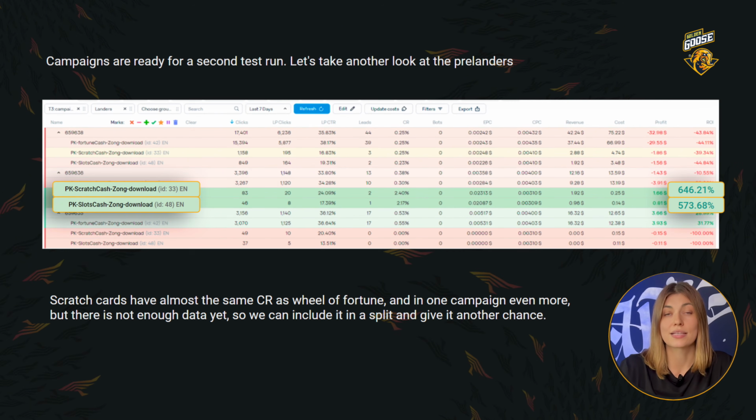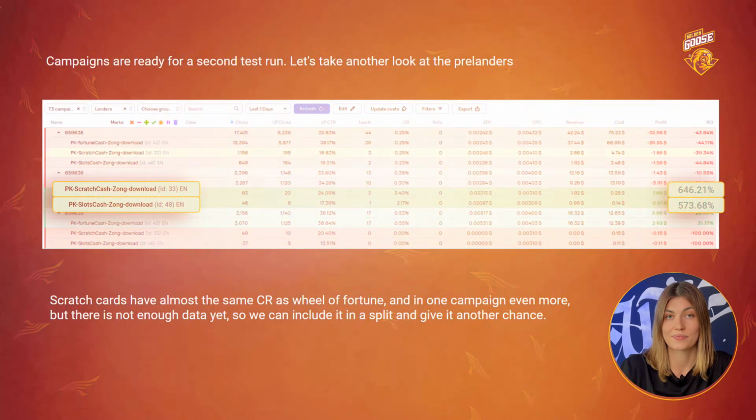Campaigns are ready for a second test run. Let's take another look at the preliminaries. Scratch cards have almost the same CR as Wheel of Fortune, and in one campaign even more, but there's not enough data yet, so we can include it in a split and give it another chance.